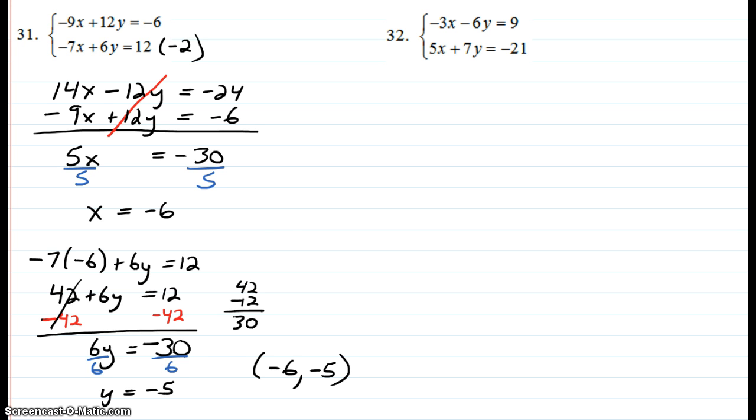And when you go to check it, since I used the bottom one to get my answer, I'm going to check it into the top one. So I'm going to take the -6 times the -9. So that's going to give me a +54. Now the -5 times the 12 is going to give me a -60. And 54 minus 60 equals -6, which is what we wanted. So that means that we found our solution, -6 and -5.